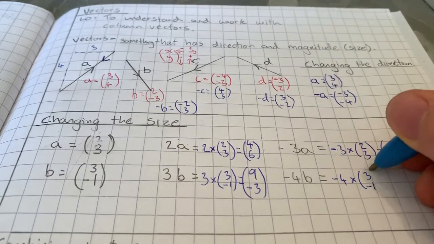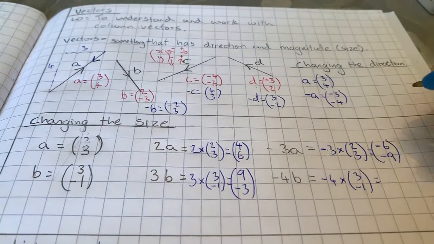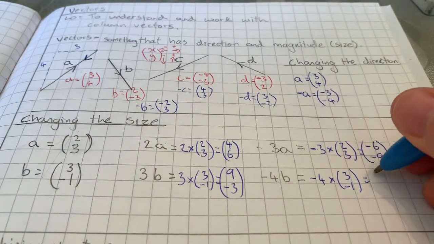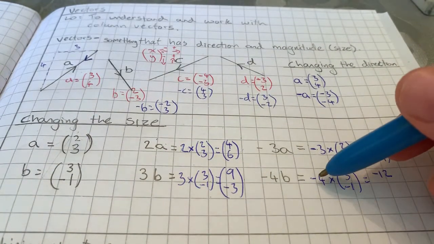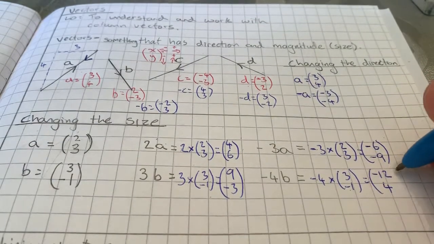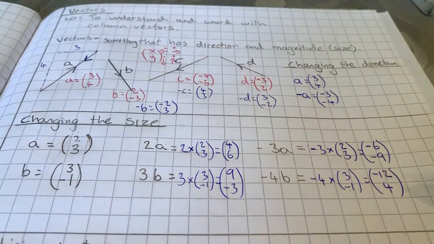You do have to watch those negative signs and remember your rules of multiplying negatives. So minus 4 times 3 is minus 12. And minus 4 times minus 1 is positive 4. So that becomes your new vector. And that's how you can manipulate it by changing the size.